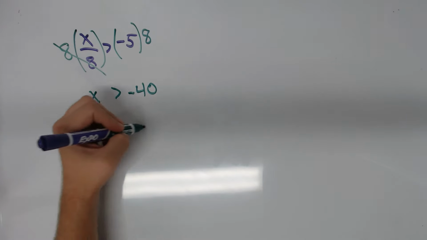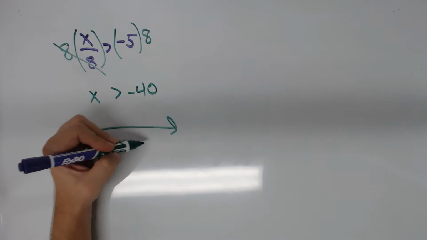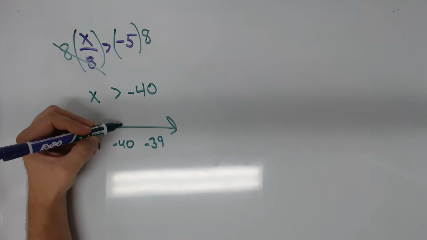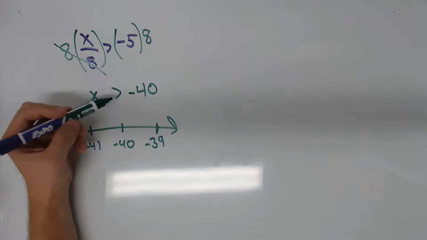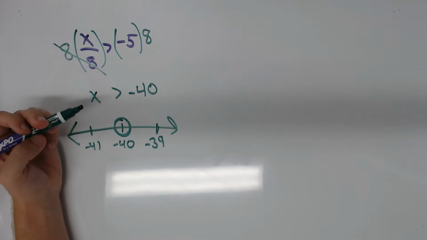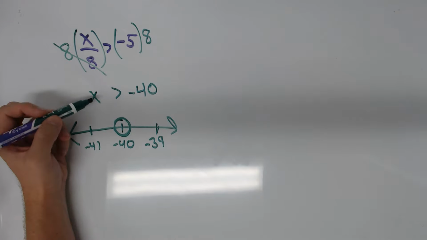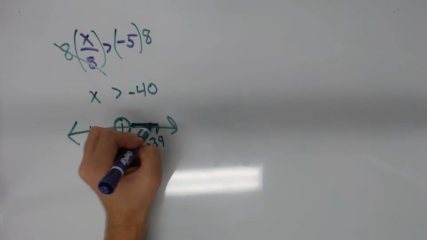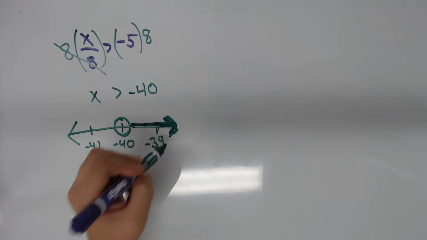Draw myself a nice little number line. Again, just 3 numbers. One above, one below. I do not have the or equal to, so I use an open circle. I'm not committing. I don't want to count that negative 40. Alligator is eating my X, so I shade up. Whee! And that's my solution.